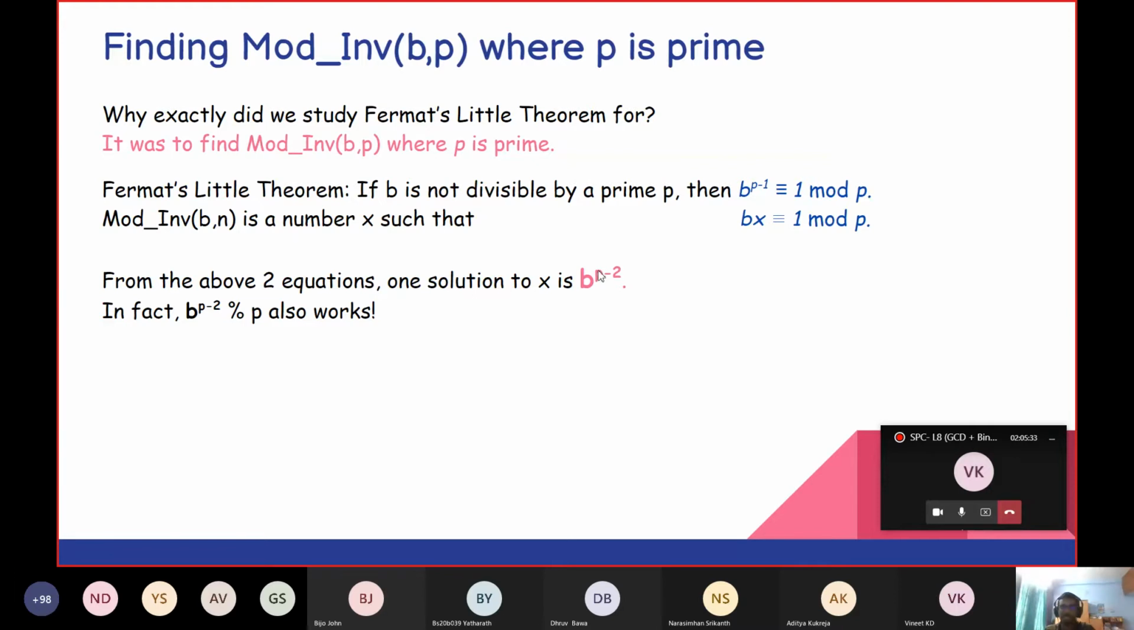From now, whenever we talk about mod inverse, we are going to restrict to P is prime. We are not going to talk about the P non-prime case. So we equated both, and then we said one solution to x is B power P minus 2, and I wanted a solution from 1 to n, so I will take modulo with respect to P. That's going to give me a number in 1 to P. So this also works. So we found one solution for mod inverse of B comma P, which is this thing. Whether this is the only solution or not, I haven't proved yet, and I have left it as an exercise to you guys. Any doubts so far?